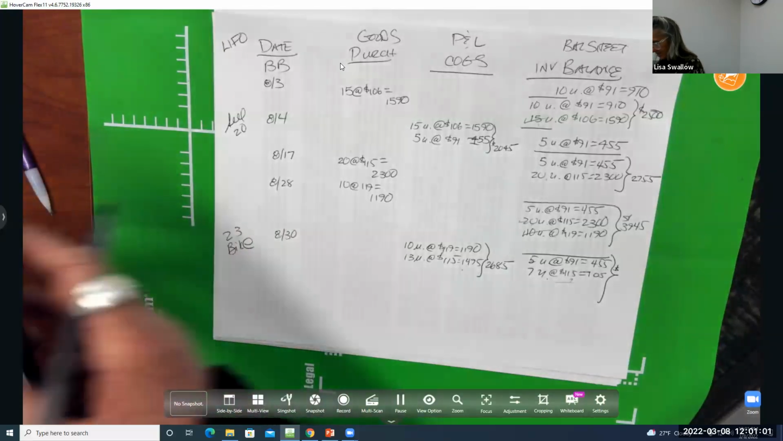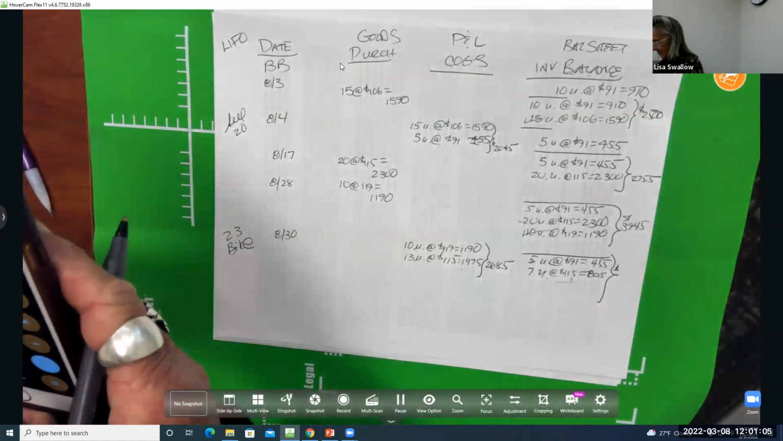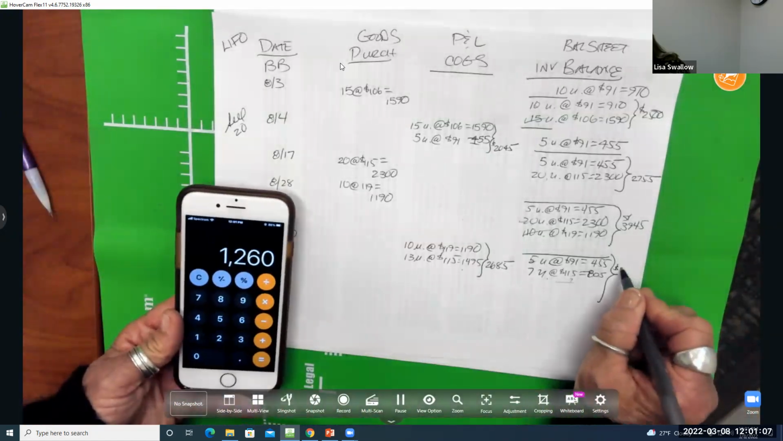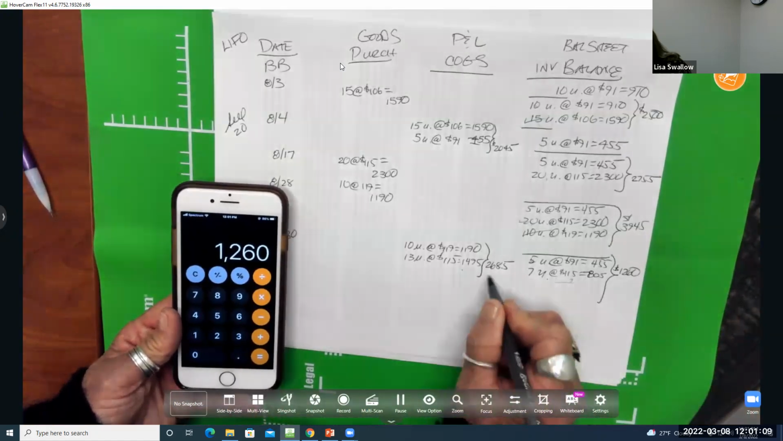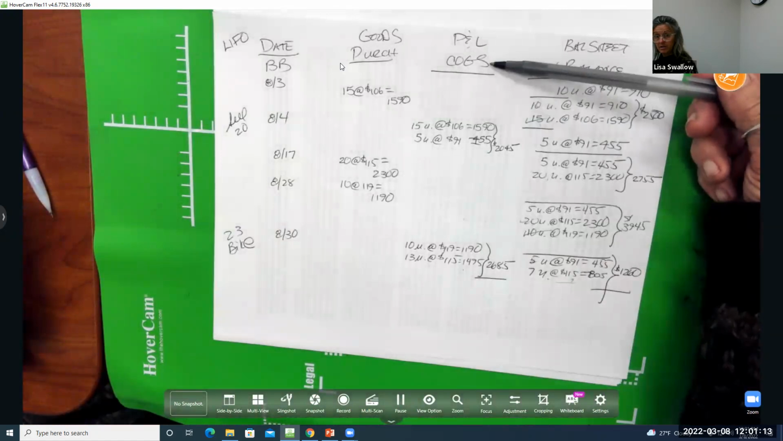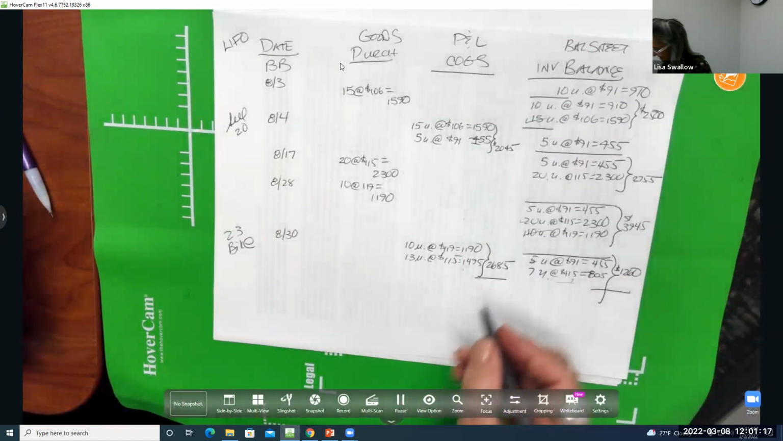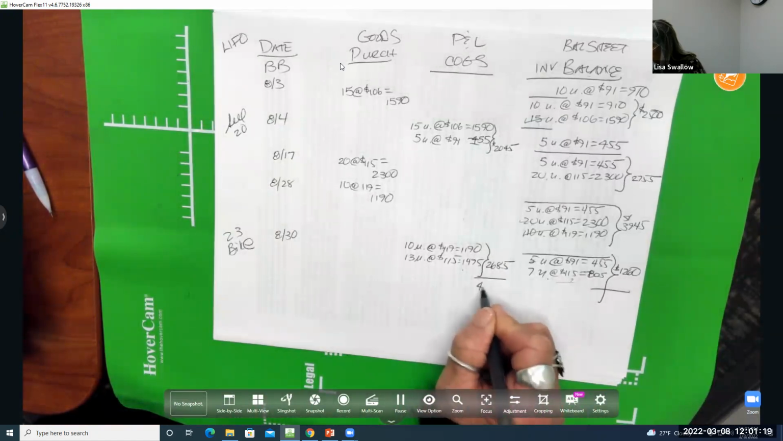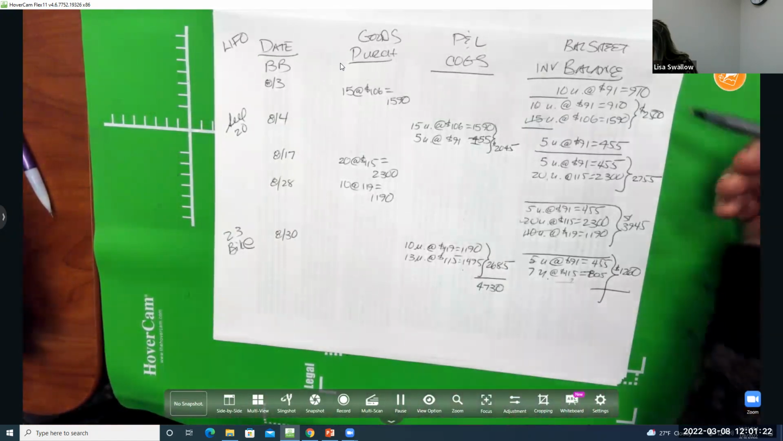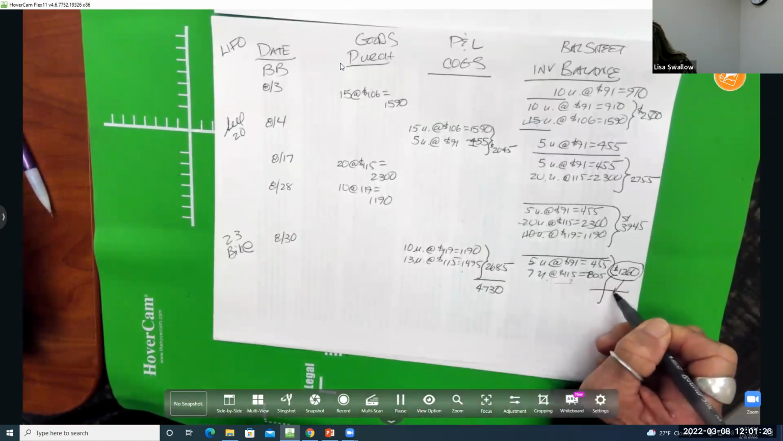1015, 107, 805. That makes sense. Plus 455. Okay. So, what's my cost of goods sold number? This sale plus this sale, my COGS, 4730. And my ending inventory is what's sitting there on my balance sheet right now.